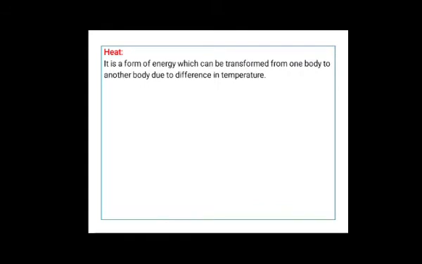Heat is the form of energy which can be transferred from one body to another body due to difference in temperature. So heat is a form of energy. It can be transferred from one body to another body due to the difference in temperature. Then temperature means what? Temperature is the measure of degree of hotness or coldness of a substance.